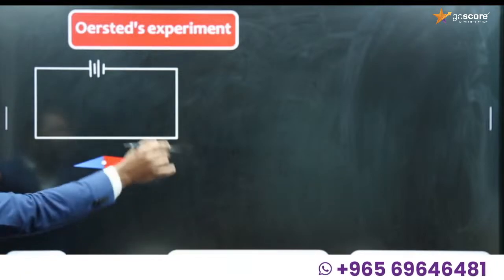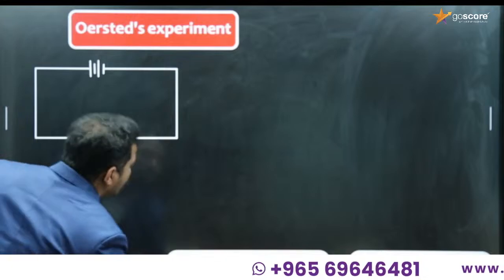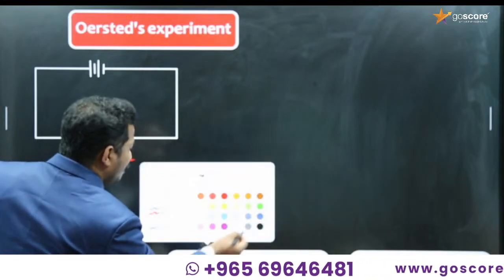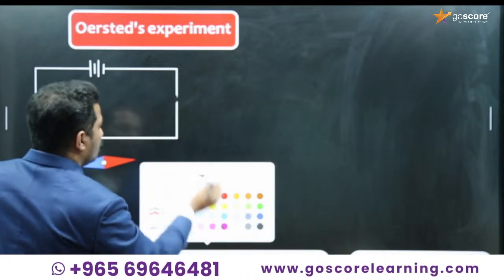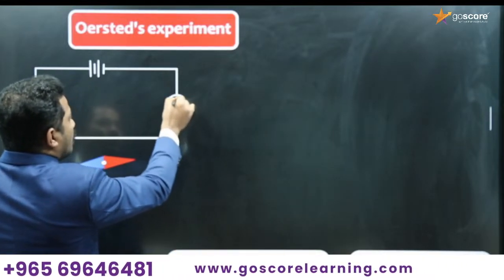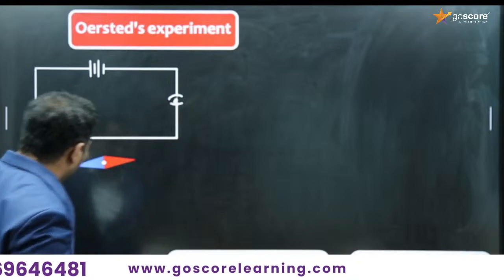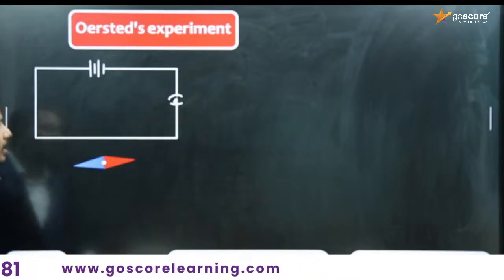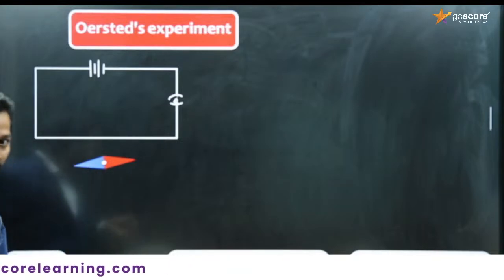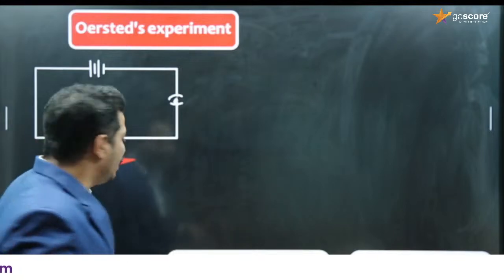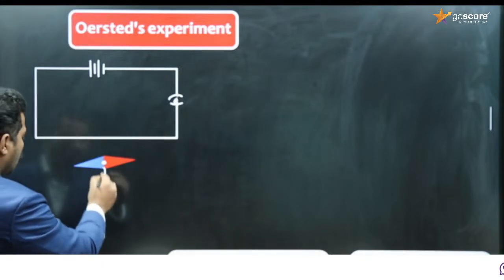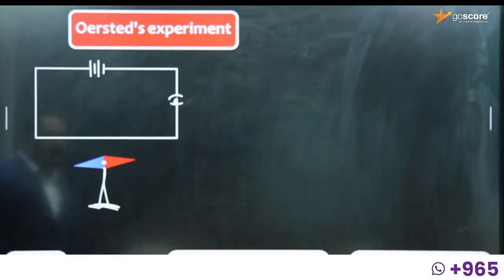Let's see. So here I have considered a circuit. There is a switch. This is a circuit in which a cell is connected, and we can see a magnetic needle. A magnetic needle, simply, is a magnet which is light in weight. So here we have one magnetic needle pivoted on a stand.